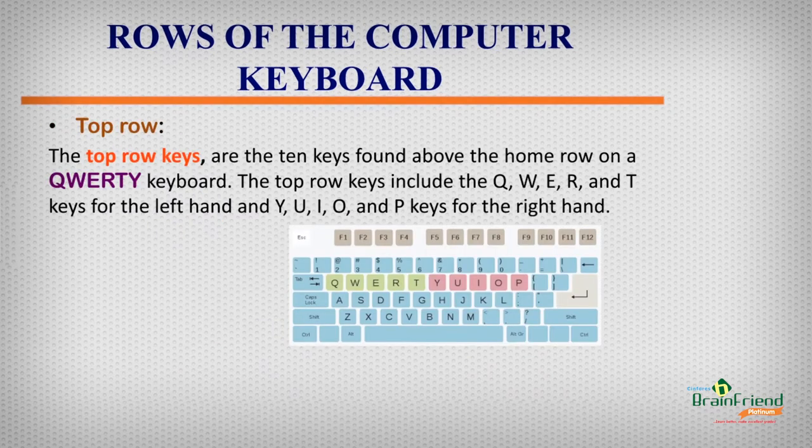Going further, we have the top row. The top row keys are the 10 keys found above the home row on the QWERTY keyboard. The top row consists of the Q, W, E, R, and T keys on the left-hand side, and Y, U, I, O, and P keys on the right-hand side. So here you have it. Let's map it out. That's your top row, this section.